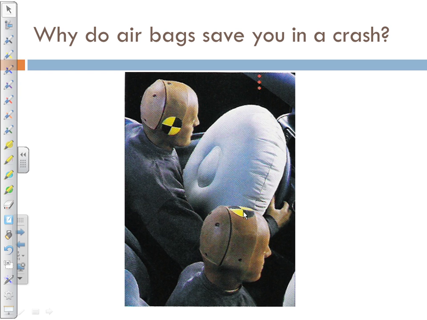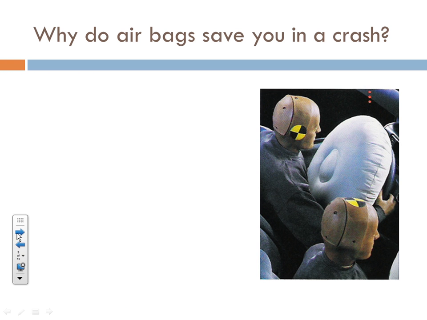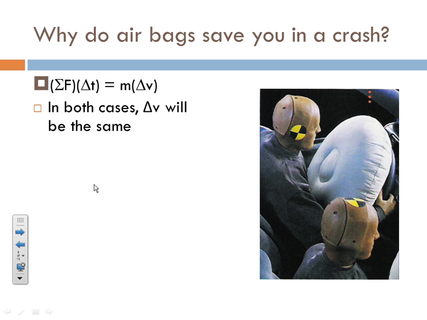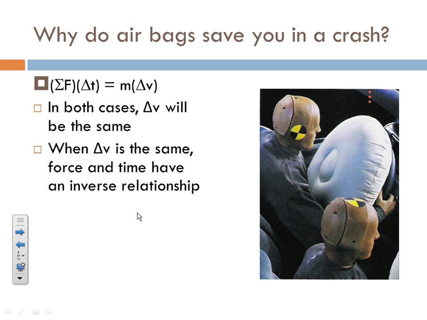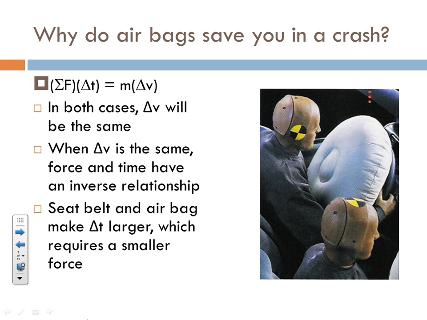Same as the egg before, right? You don't have to write all this down, because if you write all this down, we won't get the fun example at the end, right? But delta V is going to be the same, and that means force and time have an inverse relationship, and therefore the seatbelt and the airbag make the time longer, which requires a smaller force.